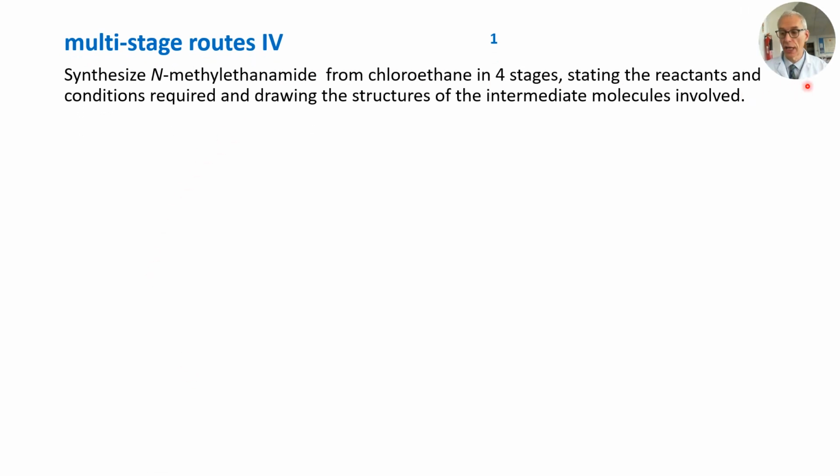So let's look at problem number 4. Synthesize N-methylethanamide from chloroethane in 4 stages, stating the reactants and conditions and drawing the structures of the intermediate molecules. So let's start with chloroethane, and let's draw our final product, N-methylethanamide. And we'll put in the 1, 2, 3, 4 stages required.